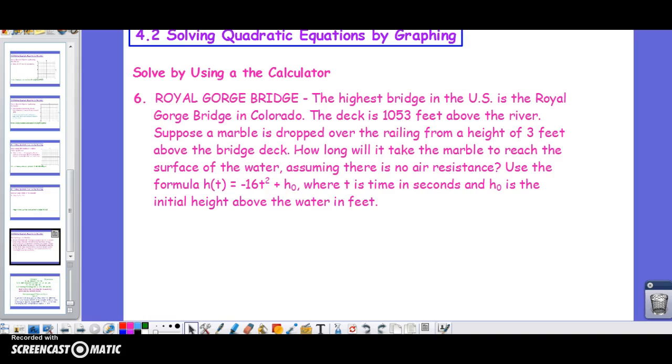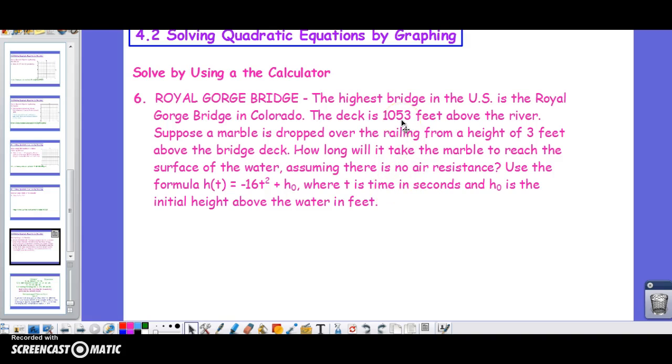So you might be thinking, that's super confusing, but it's not because they give us the formula. It says use the formula h of t equals negative 16t squared plus h naught. That's how that's read. H sub 0 is called h naught, where t is time in seconds and h naught is the initial height above the water in feet. So we have to do a little bit of figuring out here, and it's not super hard. We need to figure out what h naught is, because if we don't know that, we can't solve for h of t.